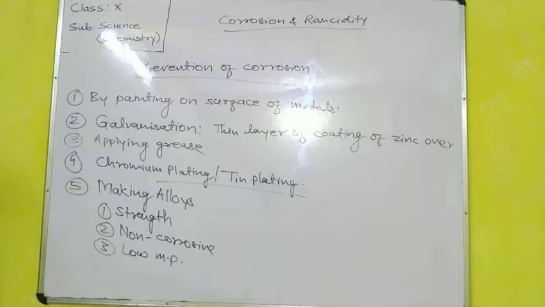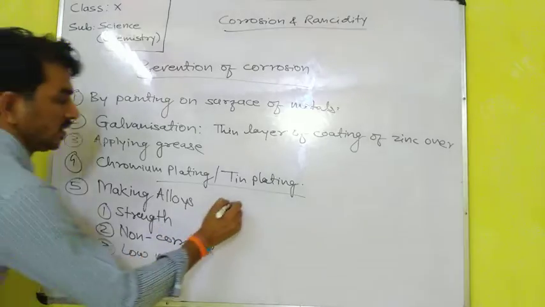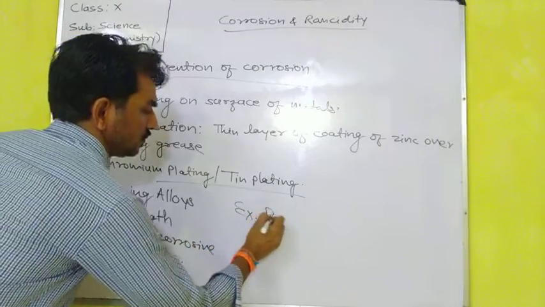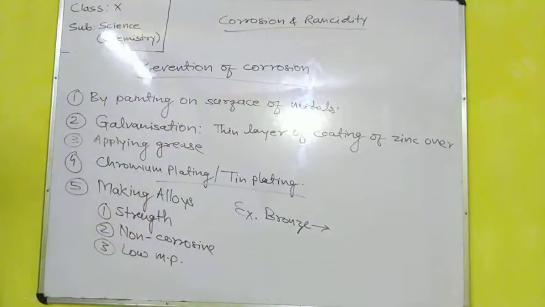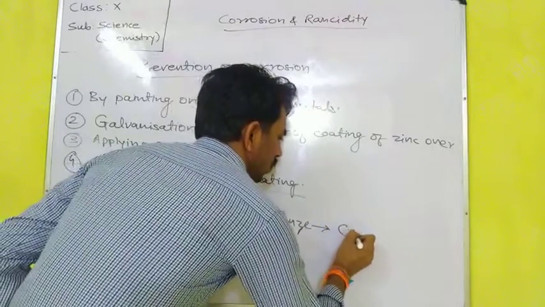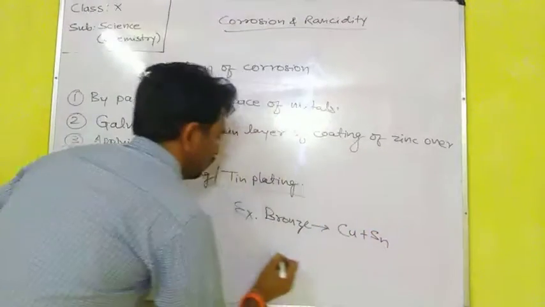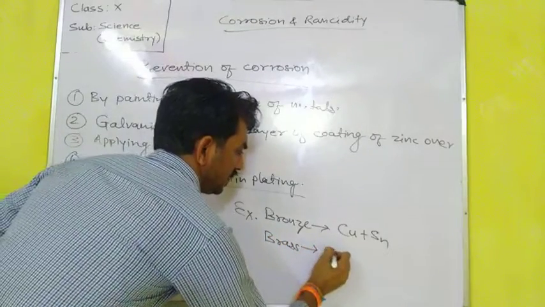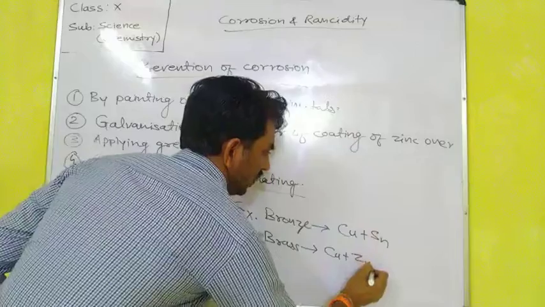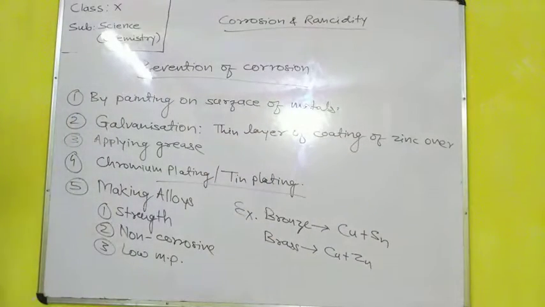Okay, examples of alloy are brass, bronze, stainless steel. For example, bronze is copper and tin. Sorry, copper and tin. Copper plus tin, that is bronze. Brass is copper and zinc. Okay, these are the examples of alloy.